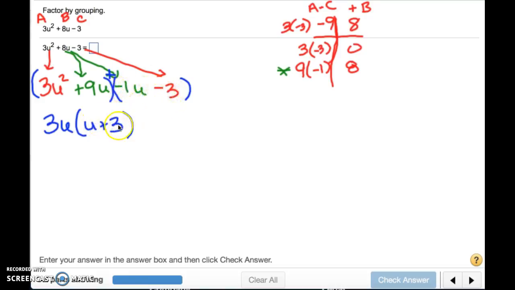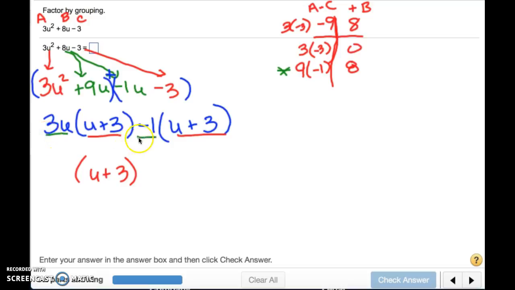And these two, if I want it to match up, I'm going to have to factor out a negative 1, because 1's the only number that goes into 1 and 3. So when I factor out the negative, this turns into a positive u, and this turns into a positive 3. So now these match up, u plus 3, u plus 3. And then from the front, I get 3u minus 1. And that's what I enter into that box.